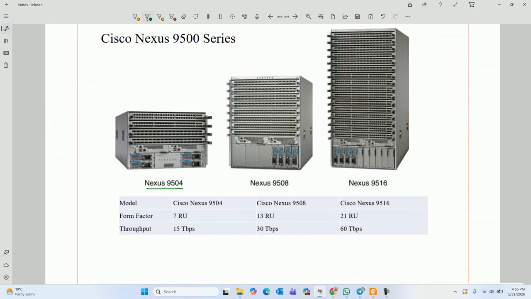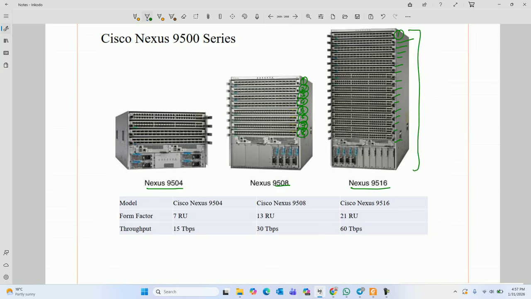So you look at this 9504: 1, 2, 3, 4. We'll also discuss the system controllers and other components, the fans, the power supply units and everything. Then this is 9508. Why do we call it 9508? 1, 2, 3, 4, 5, 6, 7, 8. And then we have 9516: 1, 2, 3, 4, 5, 6, 7, 8, 9, 10, 11, 12, 13, 14, 15, 16.